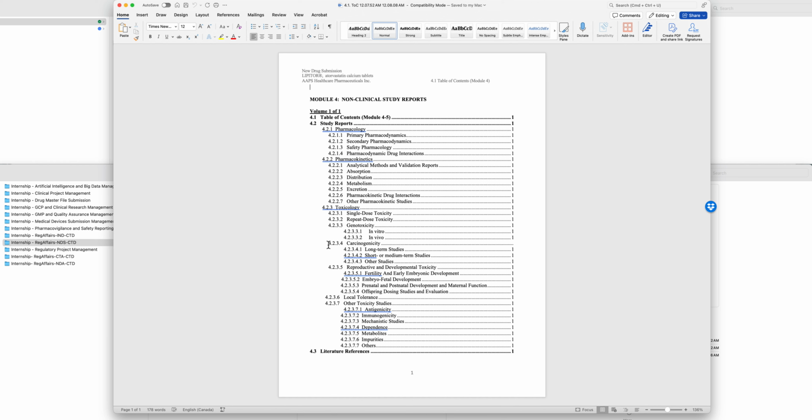Then for the reproductive and developmental toxicity, we will also expose animals to toxic doses, and then we are going to look into the effect of those high doses or toxic doses, single dose or multiple or repeated doses, on the fertility and early embryonic development.